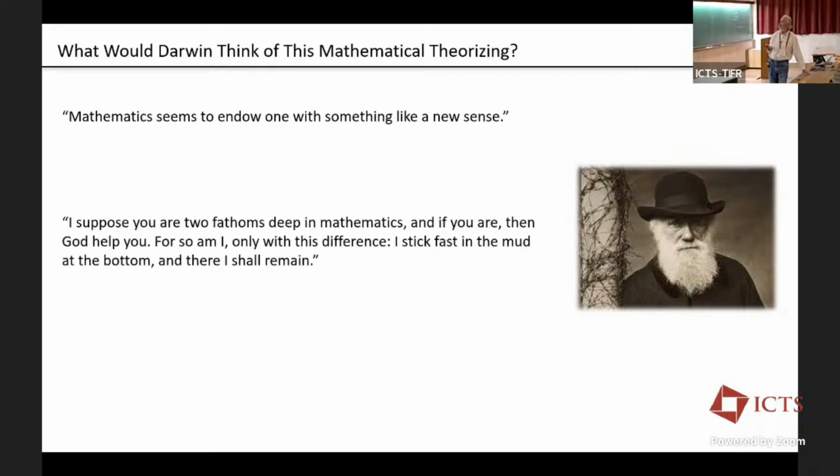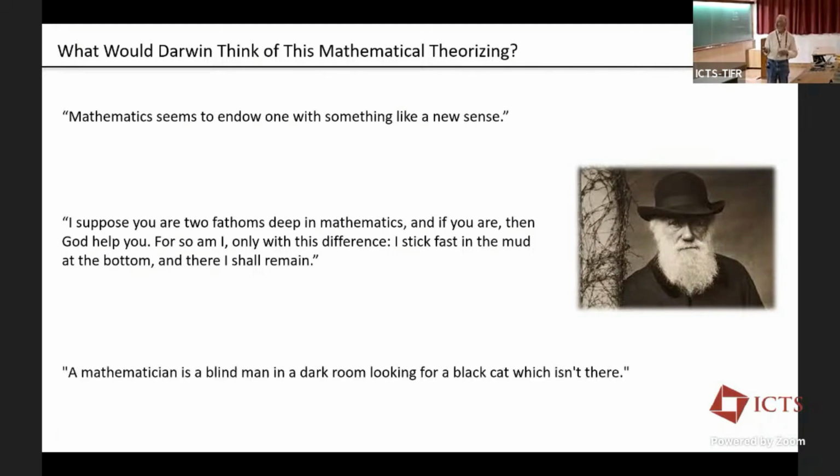But then he wrote this note to one of his friends who was a mathematician. I suppose you are 2 fathoms deep in mathematics, and if you are, then God help you. For so am I, only with this difference. I'm stuck in the mud at the bottom in the primordial ooze, and there I will remain. If there's any ambiguity at this point, here's another quote from Darwin. A mathematician is a blind man in a dark room looking for a black cat which isn't there. Thank you.